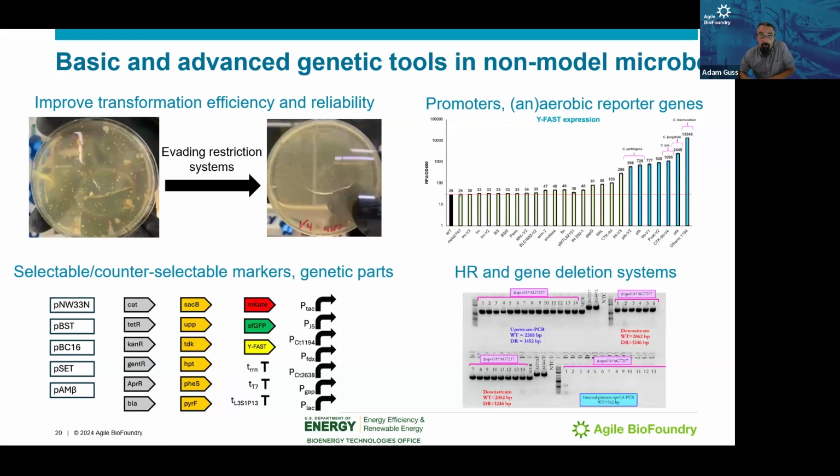So for some of the basic tools, we do things like improve transformation efficiency. We do this by understanding how the cells protect themselves against foreign DNA, and then come up with ways of evading those defense systems to make it easier to get our DNA in. Once we have that done, we can very rapidly characterize promoters, both in aerobic and anaerobic organisms, because we have large collections of different genetic parts: origins of replication, selectable and counter-selectable markers, reporter genes, promoters, and so forth. And so then we can leverage all of these tools to develop things like homologous recombination tools for gene deletions or for insertion of DNA into the chromosome.